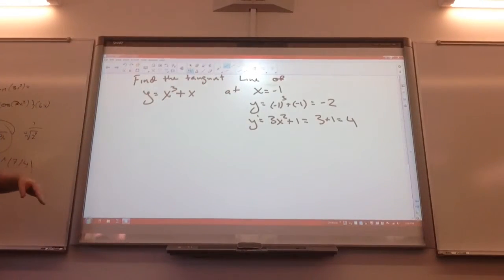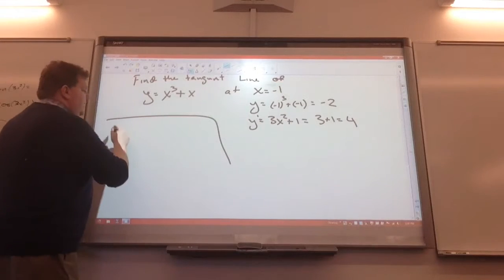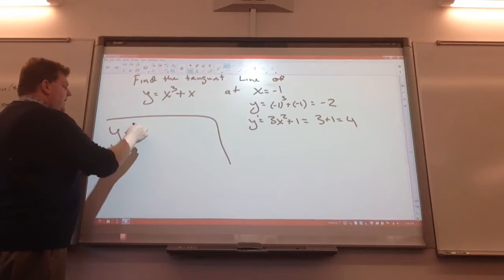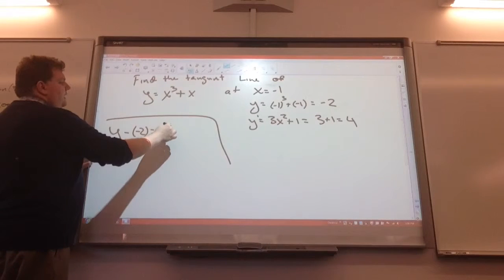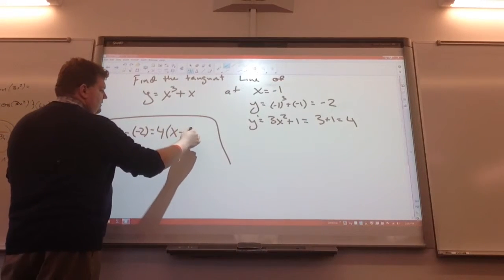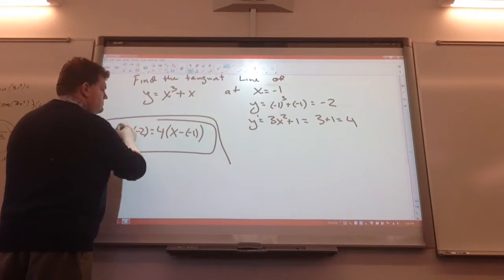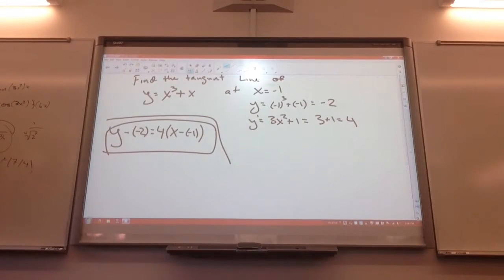That's all I need. Now I can write my tangent line, which is going to be y minus negative 2 equals 4 times x minus negative 1. And that's it. Done. Don't have to go any further. I'm finished. If you feel so inclined to turn those into positive signs, be my guest. Okay? But that's fine. Any questions about that? Alright, good. I'll give you guys a chance to copy.